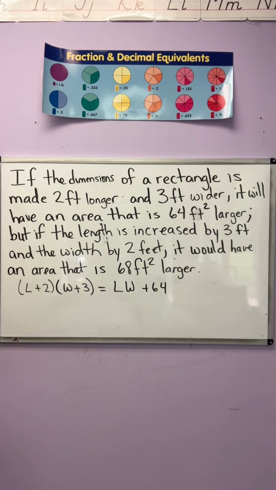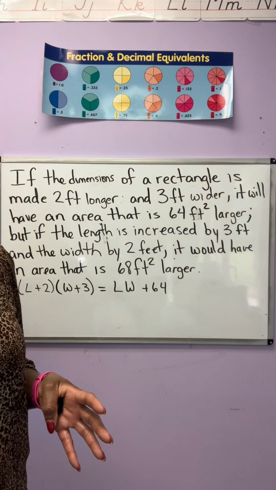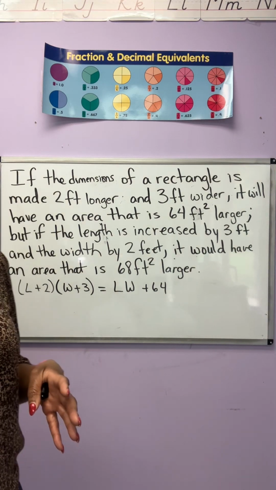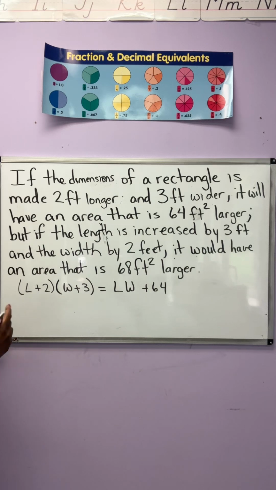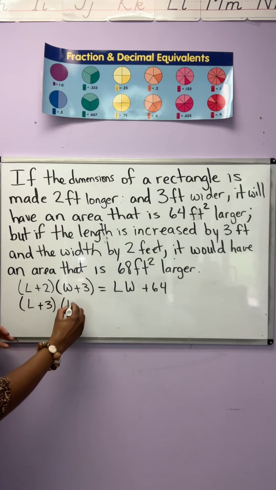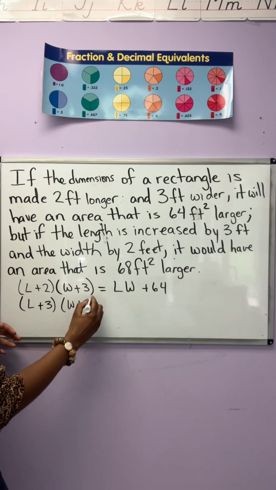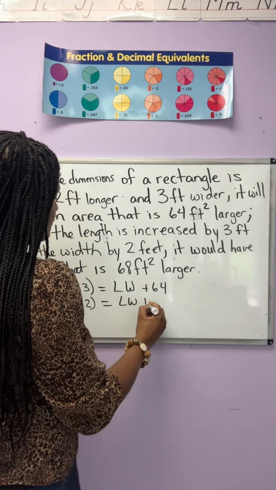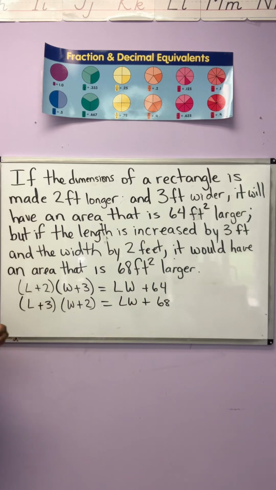Then we have a second case. Whenever you're given something that has 2 different scenarios, start thinking systems of equations. In the second case, let's say we decide to increase the length by 3 feet instead, and the width by 2 feet. Now you have an area that's gotten bigger, which is 68 square feet larger.